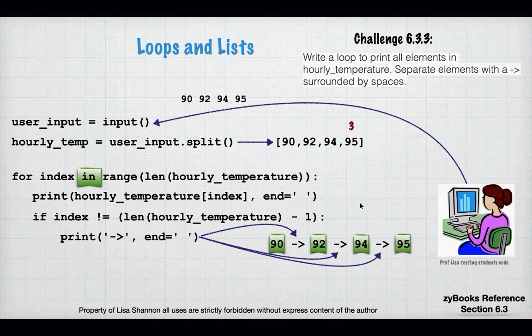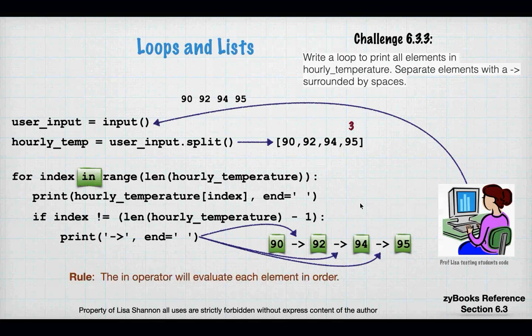Because I will never make it to that last print statement, because len of hourly temperature minus 1 is... am I greater? No, I'm the same as. So that's just how we're doing a loop through a list. And this is important. That's how you get to data. That's how you're going to learn to manage large data, is using lists.